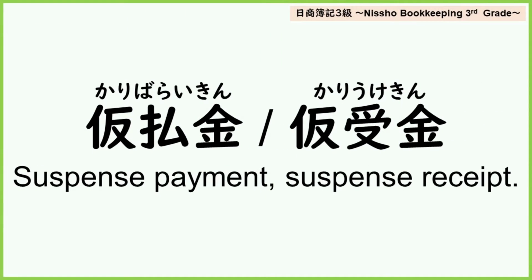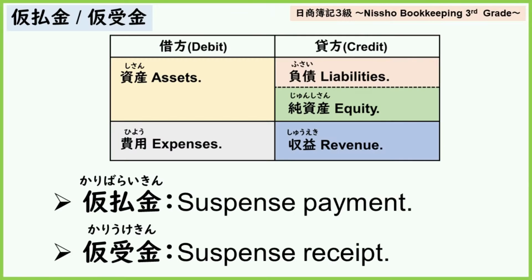The second content. Suspense payment, suspense receipt. First, I will explain suspense payment. For instance, when an accounting staff member provides an estimated amount for expenses like employee train fares or accommodation costs, they use an account called suspense payment. The crucial point here is the estimated amount, which remains an undetermined figure. Suspense payment is considered an asset account because there is a possibility of being reimbursed later.